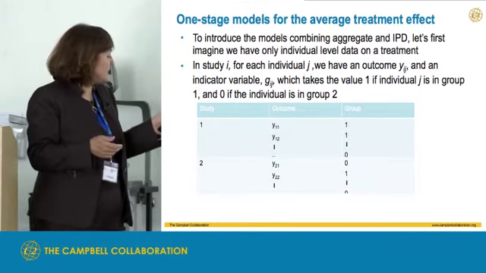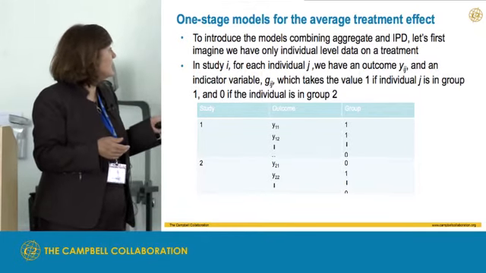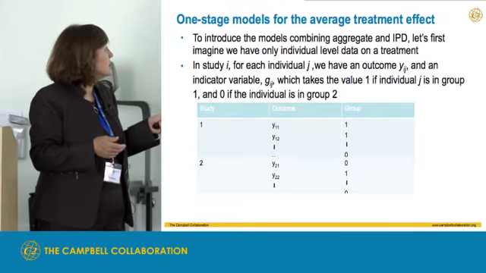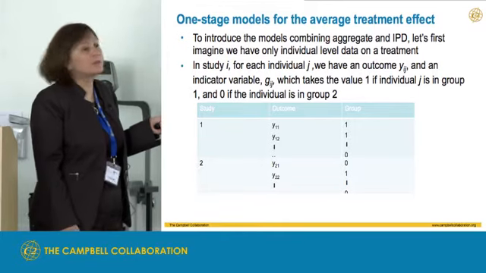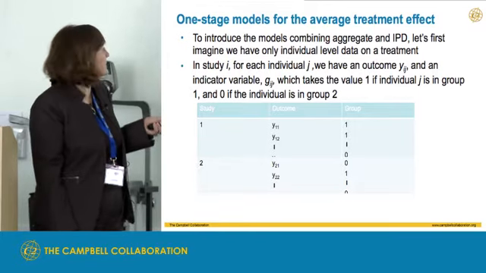So for every study i, we have an outcome, Yij, and an indicator variable that tells us whether the person is in the treatment group or the control group, or whatever group, female, male, whatever it might be.